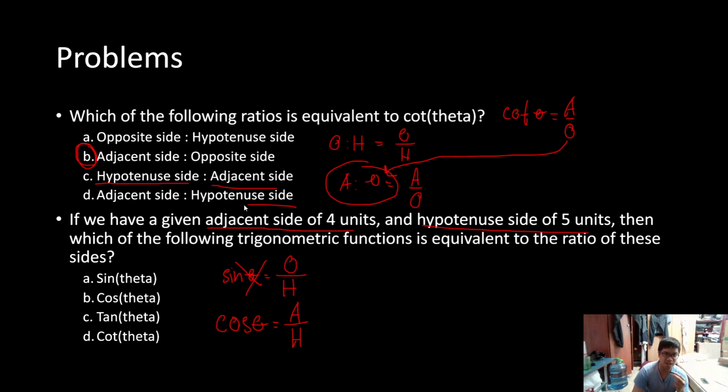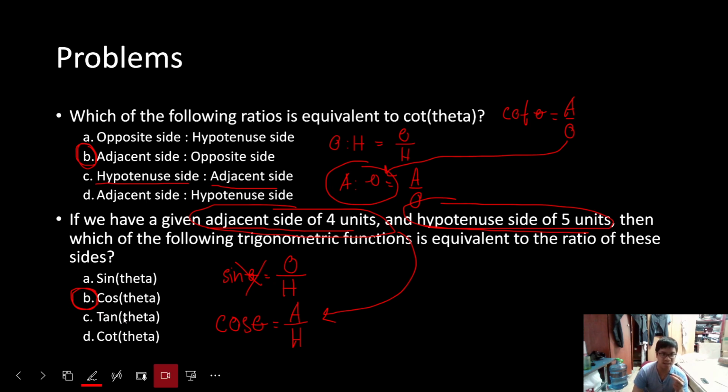Here we have a given adjacent side and a given hypotenuse side. And now that we have a given adjacent side and hypotenuse side, we can relate it to cosine, because in cosine we only use adjacent and hypotenuse. So therefore our answer here is letter B, because if you get the ratio of these sides and you're going to find its equivalent, then for this case it's cosine theta.